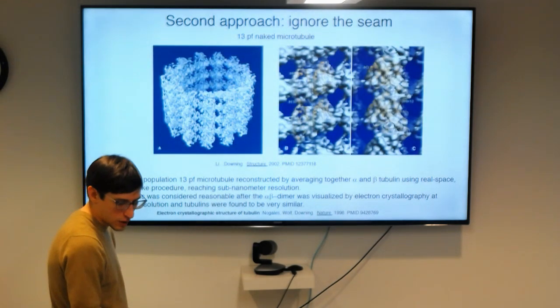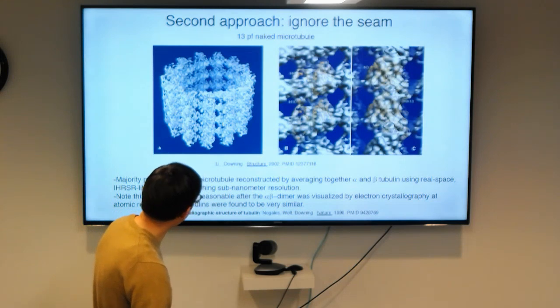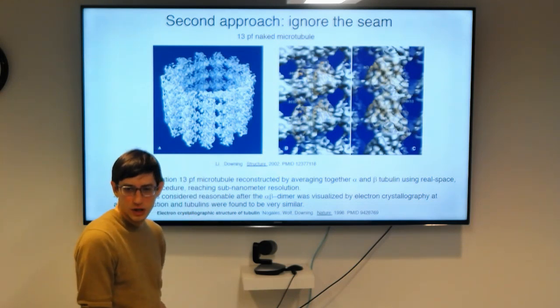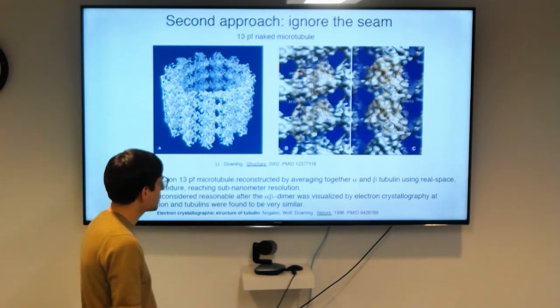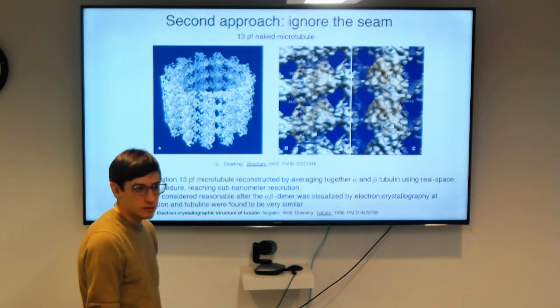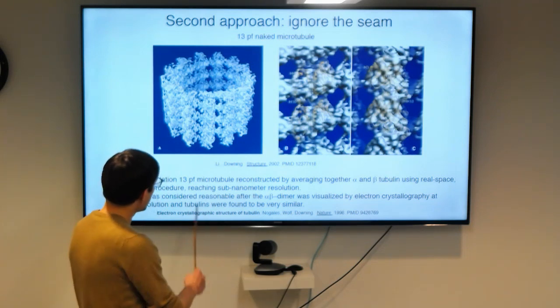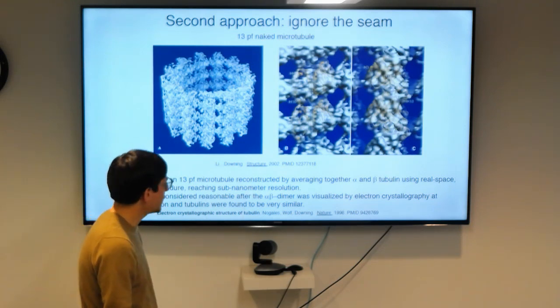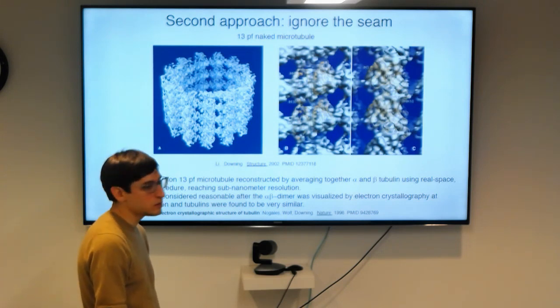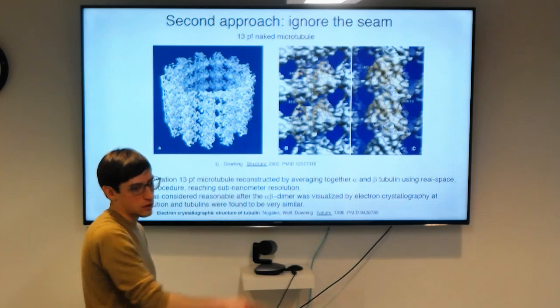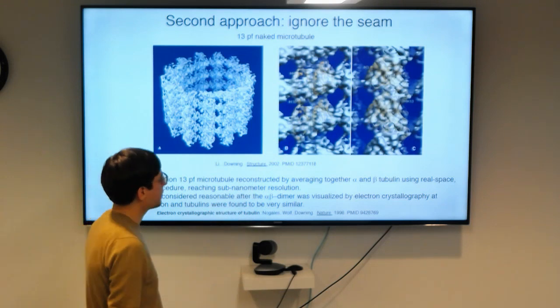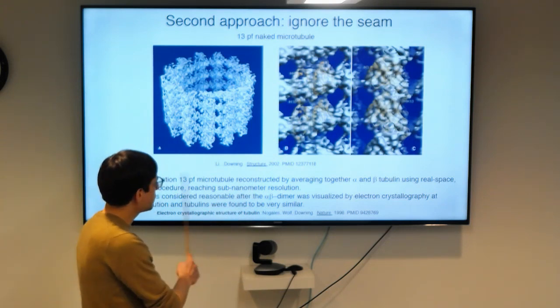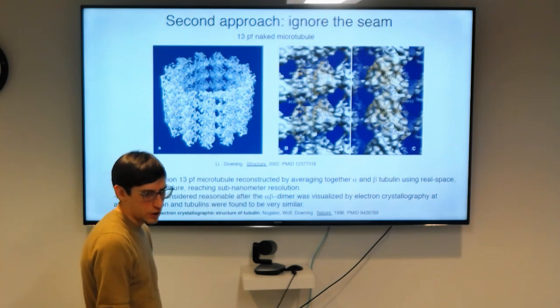The next thing that was used by Ken Downing's lab was just to average alpha and beta tubulin together. Once it was figured out that they're so similar to each other, which was done by electron crystallography, people decided, okay, let's just average them together and get some sense of what the microtubule looks like. And this actually worked pretty well. This structure went to about 8 angstroms resolution back in 2002, and you could see the secondary structure of the tubulin dimer, which you could then fit the crystallographic structure into this map. So this was great, but you couldn't really see anything special going on at the seam.